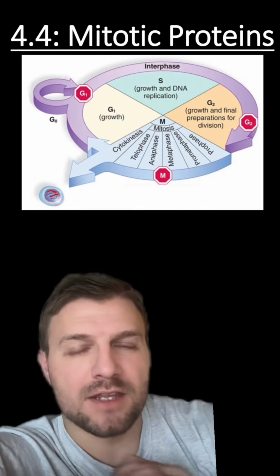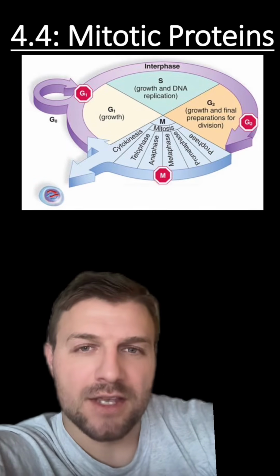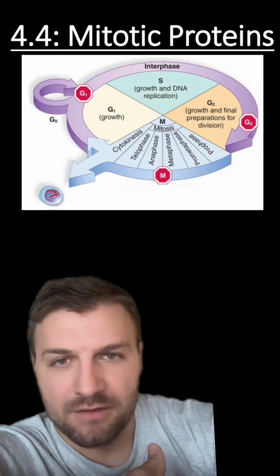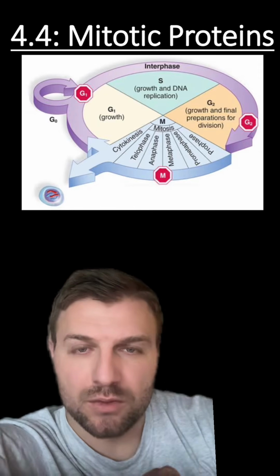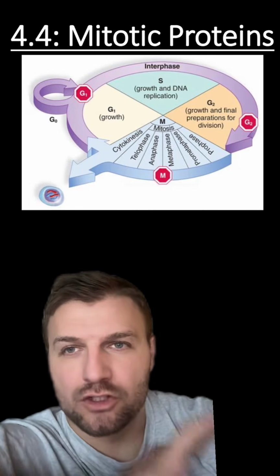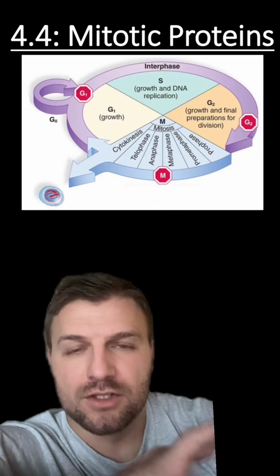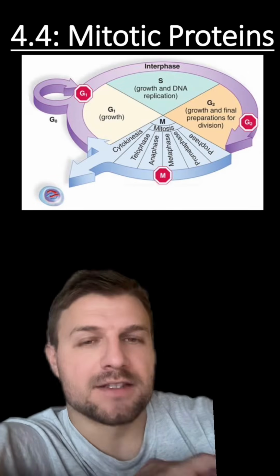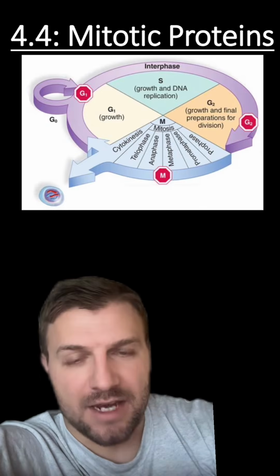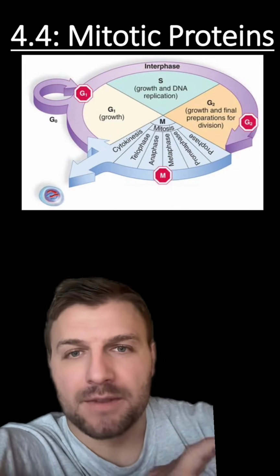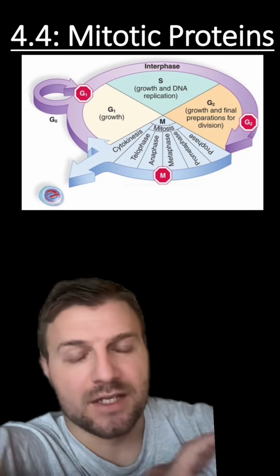Remember that we're covering the cell cycle, and within the cell cycle, there are two main phases, interphase and M phase. Interphase is broken up into three specific parts: G1, S, and G2. This is where the cell preps to divide. After interphase is the M phase, where the cell is actively dividing. M phase is broken up into mitosis and cytokinesis.